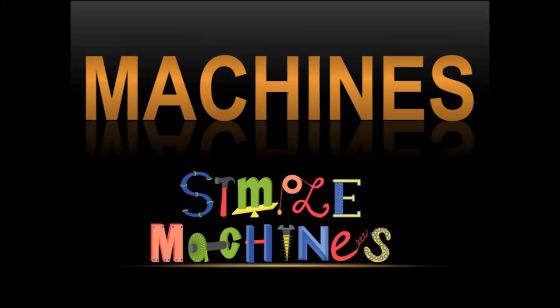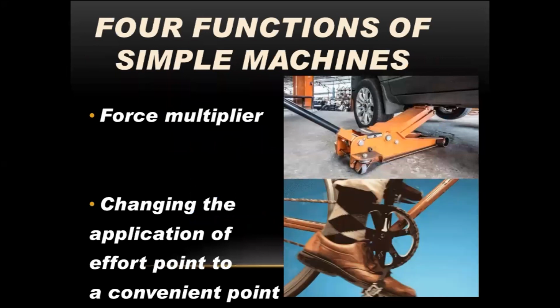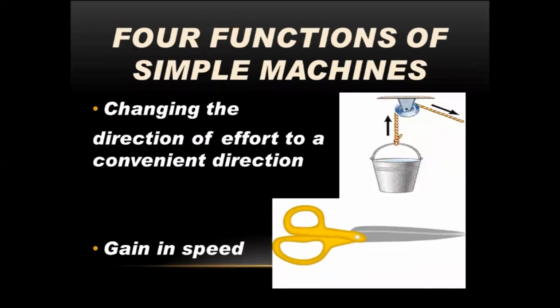Now listen to this definition again. A machine is a device by which we can either overcome a large resistive force, that is a load, at some point by applying a small force at a convenient point and in a desired direction, or by which we can obtain a gain in speed. A machine is something which helps us to overcome the load or overcome the huge object on which we are going to work. But how? By acting as a force multiplier, or by changing the application of effort point to a convenient point, or by changing the direction of effort to a convenient direction, or by helping in gaining speed. So this is the definition of machine, and this definition involves all 4 functions of the simple machine.